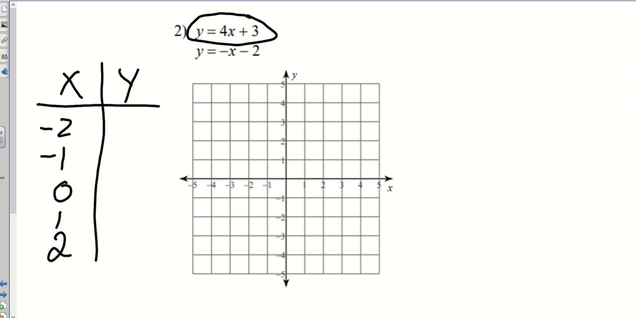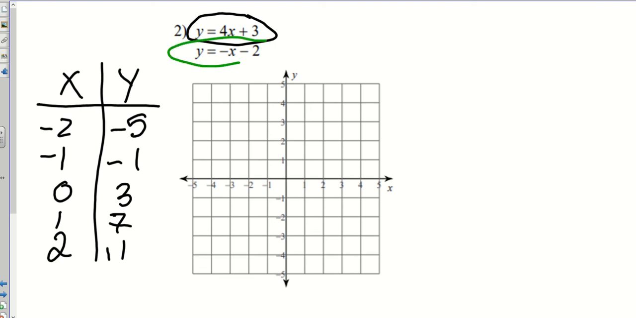So when I put negative 2 in for x in the first equation, negative 2 times 4 is negative 8, plus 3 is negative 5. Negative 1 times 4 is negative 4, plus 3 is negative 1. 0 times 4 is 0, plus 3 is 3. And I'm starting to see my pattern: I'm increasing by 4 every time, which is my slope, which makes sense, my rate of change. So in theory, the next number should be 7. 1 times 4 is 4, plus 3, I do get 7. 2 times 4 is 8, plus 3, I get 11. My pattern holds.